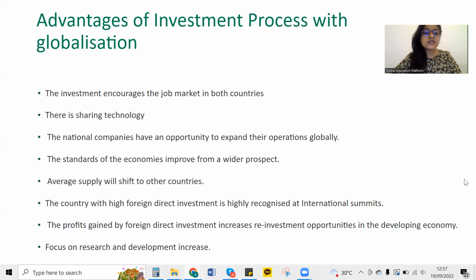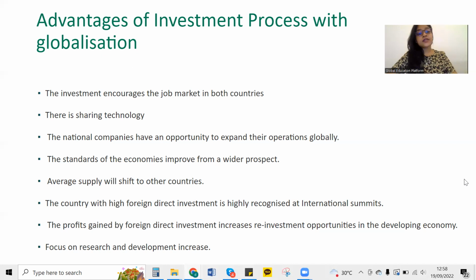First thing is that investment encourages jobs in both countries, right? When you see the discussions we have about the benefits and disadvantages of globalization, and the advantages and disadvantages of the investment process, it all has a connected element, because we are explaining and discussing everything related to investment. So it all has a connecting aspect there, right?